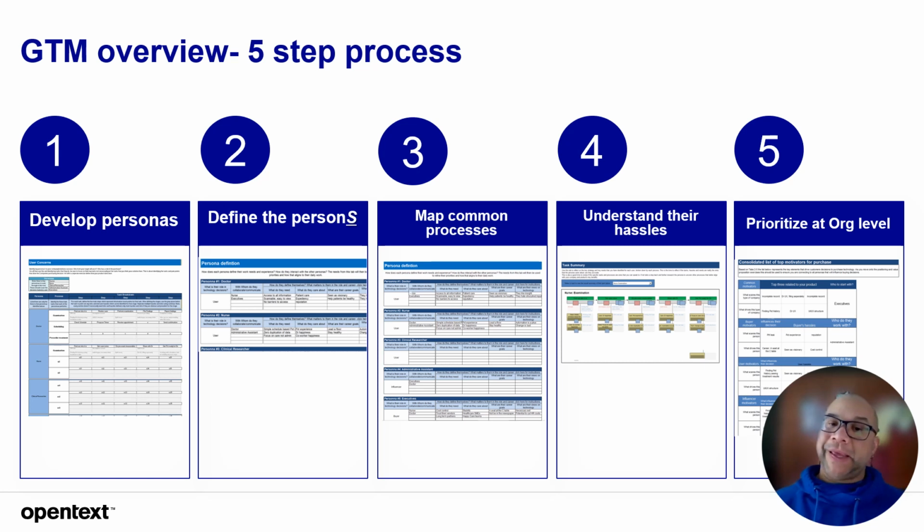Then we need to define them as people. What do they want? What do they do? How are they going to do it? Then map some common processes, understand their hassles, and then prioritize it at an org level. It's kind of daunting. It sounds bigger than it is. Most organizations that have a persona or two can do their first one in about 2 or 3 hours. So if you took a half day and workshop this with a couple people, you can get something highly valuable.